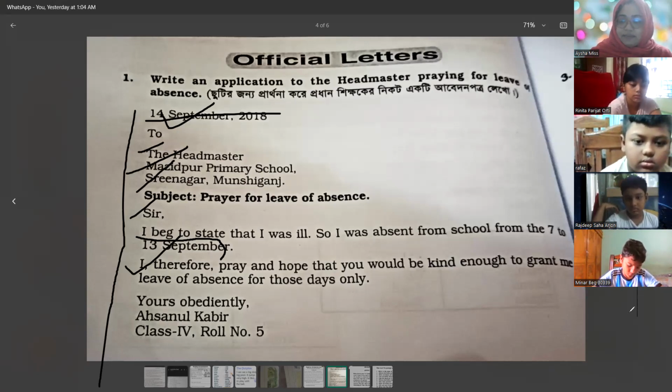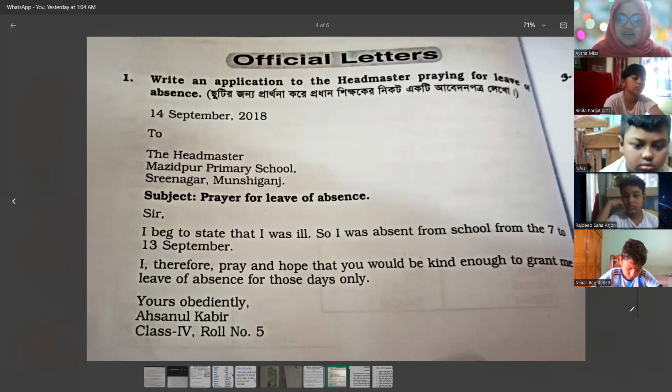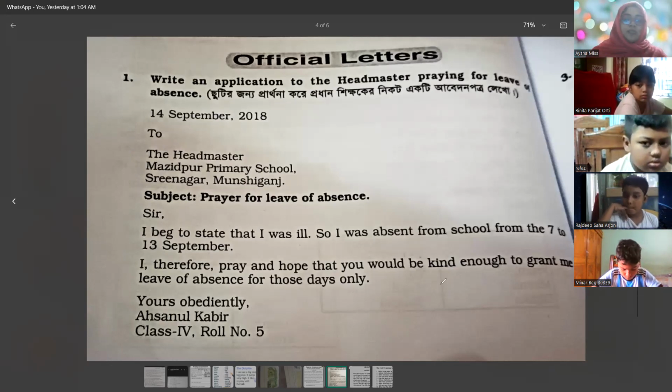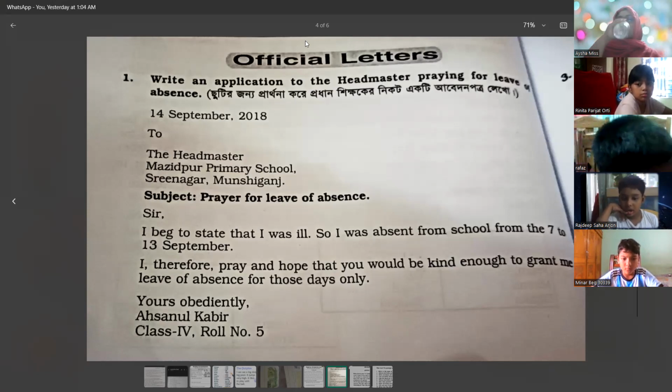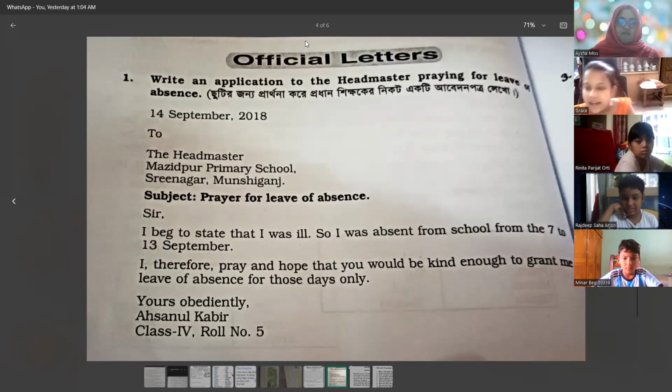So done everyone, so you will write this application, but you have to change a little bit the description, I don't like it. আমি জাস্ট নিয়মটার জন্য তোমাদের এটা দেখিয়েছি, এটা তোমাদের বোর্ডের বুক, এই নিয়মটা তোমাদের ফলো করতে হবে, that's why I keep it from a board book. So what you have to do, write an application to the headmaster to pray for leave of absence, এটা অর্থটা হচ্ছে ছুটির জন্য প্রার্থনা করে শিক্ষকের কাছে একটা আবেদনপত্র করা. Miss, can I write my one because I have this one in my book?